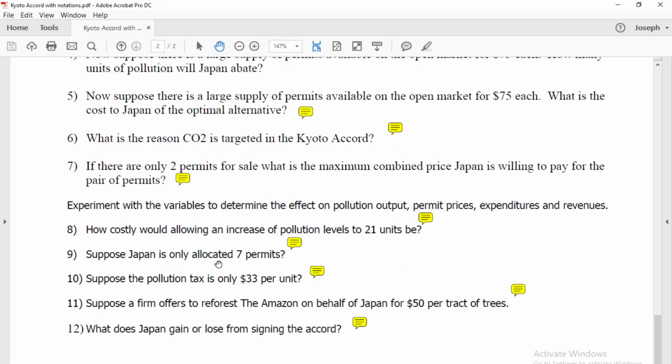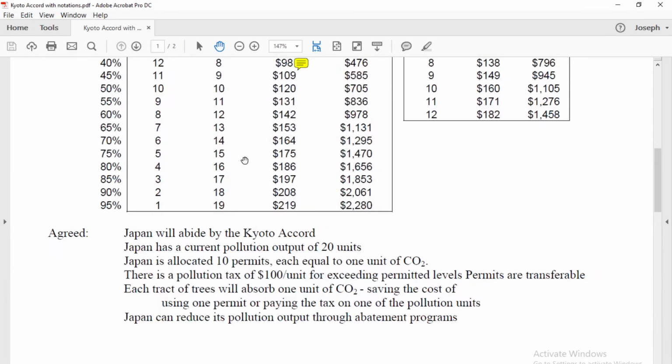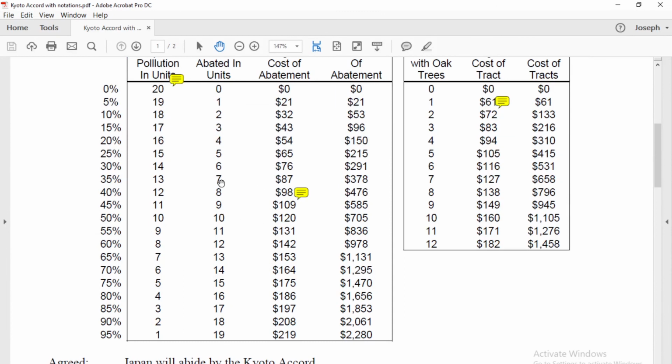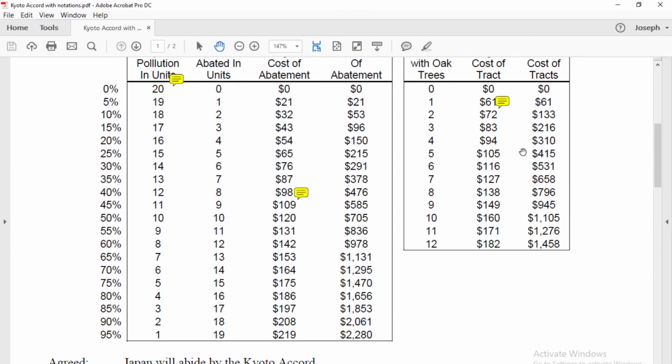Suppose Japan is only allocated 7 permits. How would that change things? Well, then all of a sudden, some of these things, like the 8th abatement, make sense to do. And over here, the 4th tree makes sense to do as well. But it still doesn't make sense to spend $105 to plant trees just to avoid a $100 tax. Instead of planting the tree, you would pay the $100 tax instead.